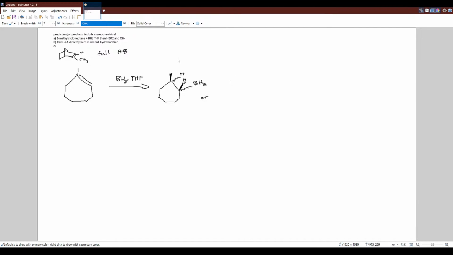Or we could have the methyl like that, and we could have the BH2 and H, and then it goes through the full hydroboration, and then we end up getting... Oh, my molecules are getting smaller and smaller. I don't want to draw it again. You get the point. We can just replace this with OH. There we go.